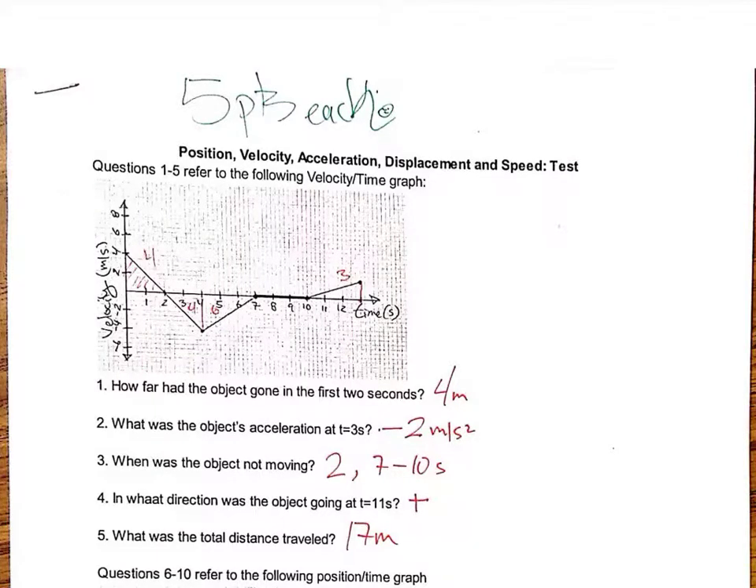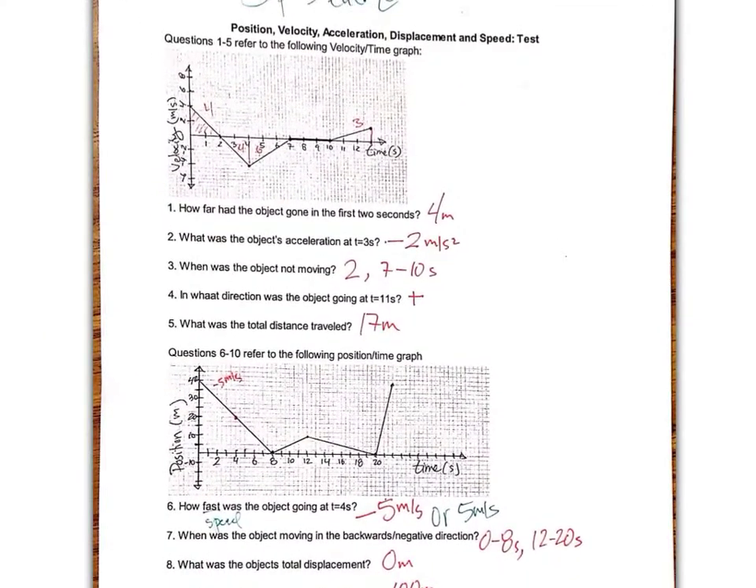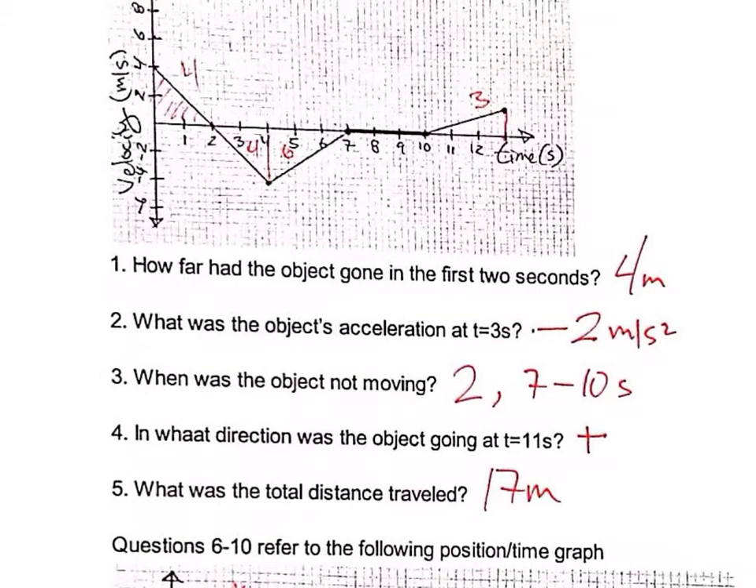Okay, here are solutions to the test we just took. So it looks like this, and I'm going to go through and explain how we got each of these answers. So first of all, this is a velocity versus time graph. The one down below is position versus time.